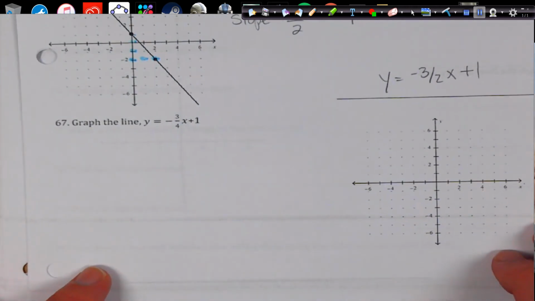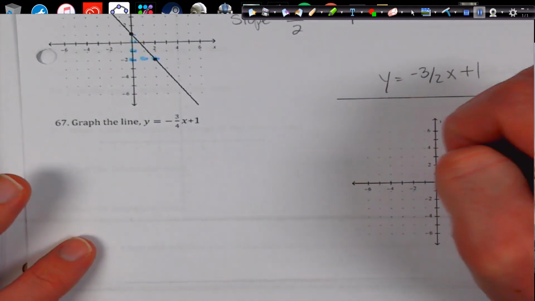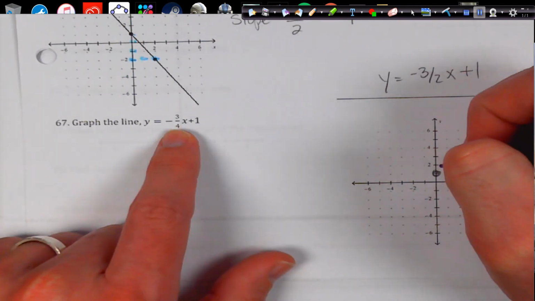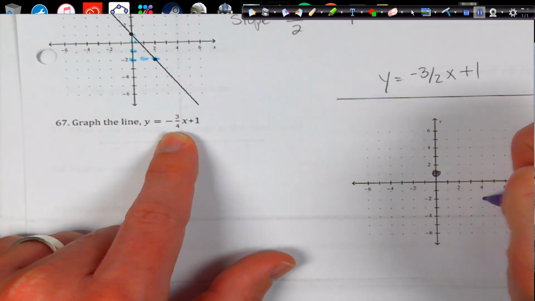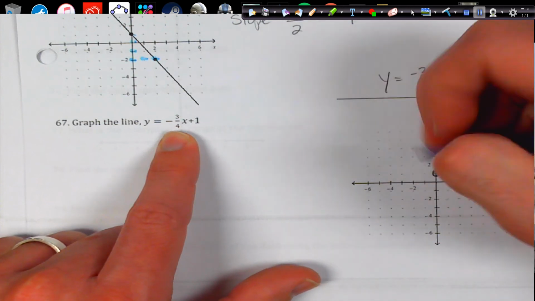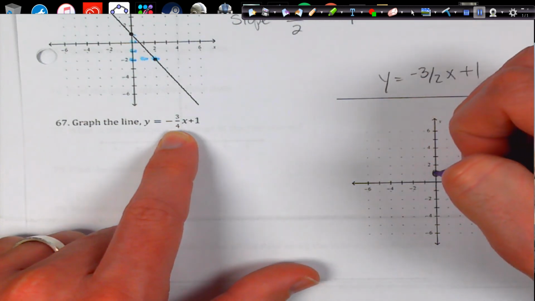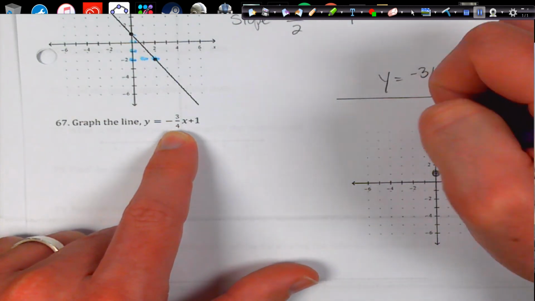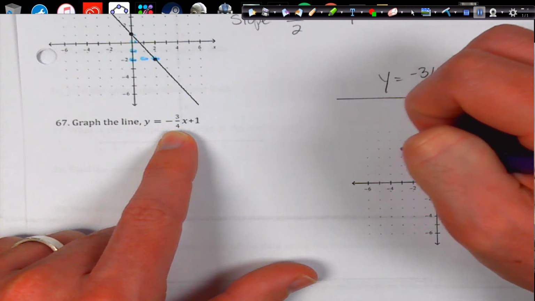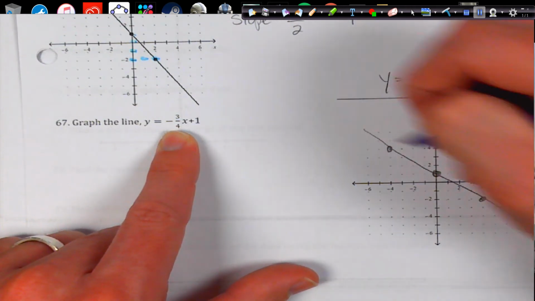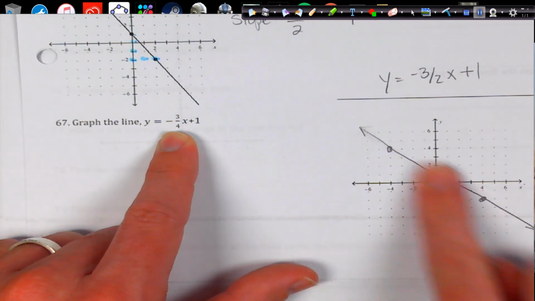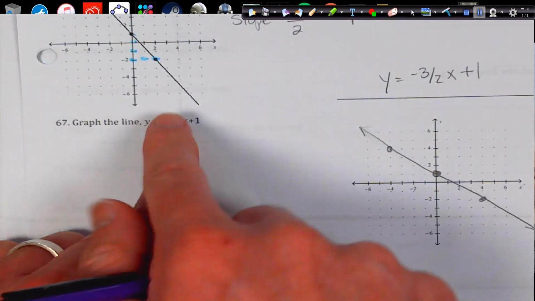Graph. To start, we graph at the y-intercept of 1, and then we use our slope. I'm going to go down 1, 2, 3 over 1, 2, 3, 4. We can do it backwards. Instead of going down 3, I can go up 1, 2, 3. But instead of right 4, I can go back 1, 2, 3, 4. Our slope is negative in our picture, and our slope is negative in our problem.